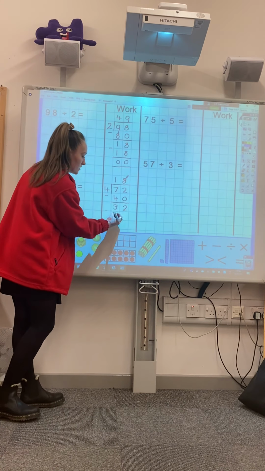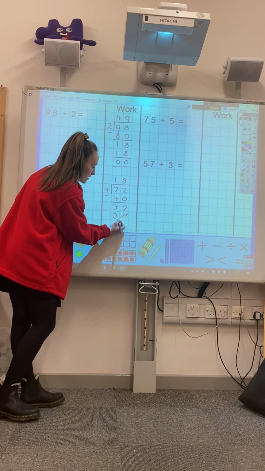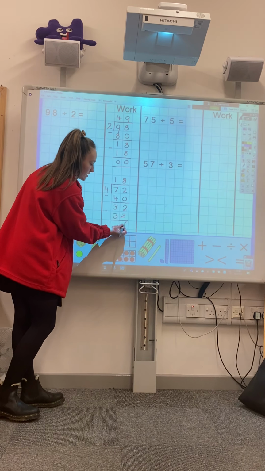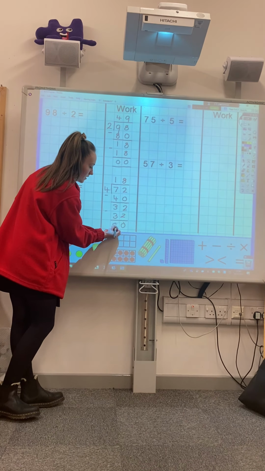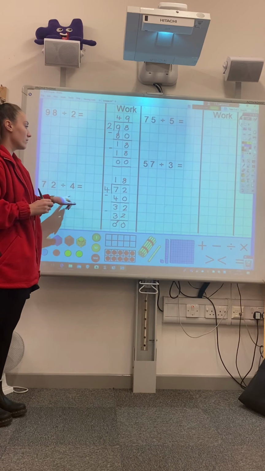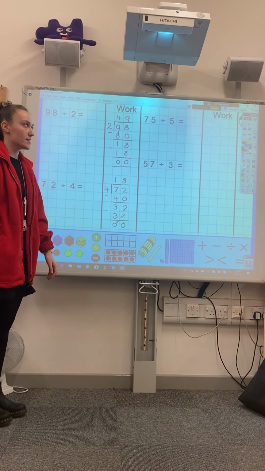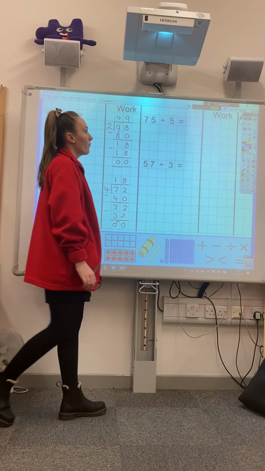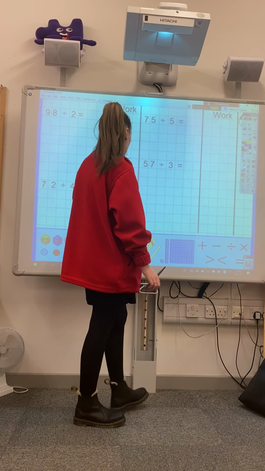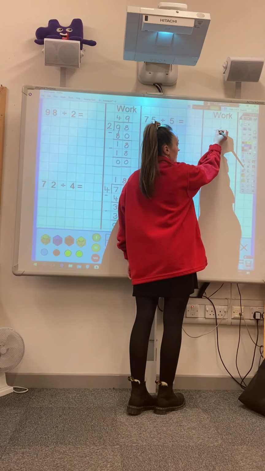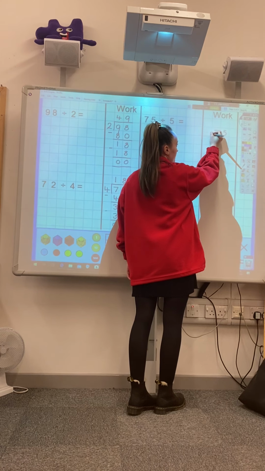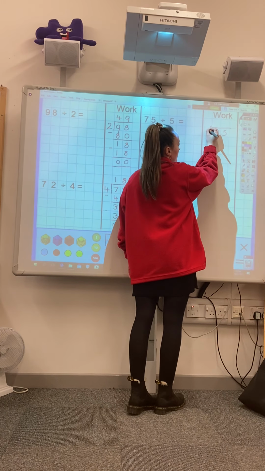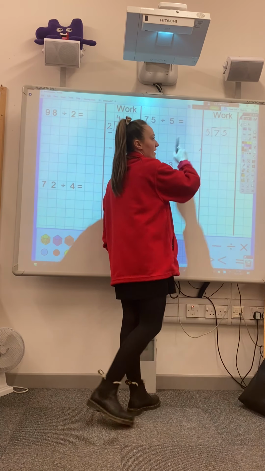And then I've got 32, take away 32 to check my remainders. 2 take away 2 is 0, 3 take away 3 is 0. So 72 divided by 4 would be 18. Let's try one more. So we've got 75 now divided by 5. So 75 here. My 5 at the side because that's what I'm dividing by.